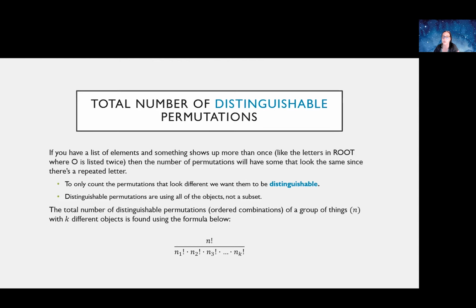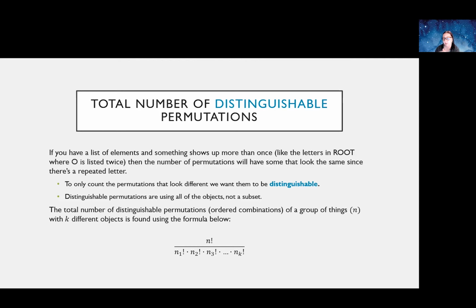This would be like rearranging R, O and T, but I could pick the O twice. That would be the same as having two O's here. It's not exactly a subset because we're using all of our letters, but we do have to consider that there are multiple combinations, so we have to divide by more things, because if you're not counting the things that look identical, you're going to have fewer possibilities.